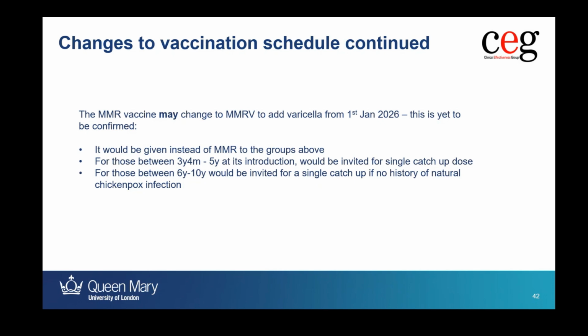Simple as that. For those who have already had their second dose of MMR, so they were 3 years and 4 months or older, up to the age of 6 at its introduction, they just come back for a single catch-up dose of MMRV. And for those who were already 6 to 10 years, if they've not had chickenpox, natural chickenpox infection, or presumably also varicella vaccination, they would be invited for a single catch-up as well. But if they have had natural chickenpox infection, they wouldn't need to be coming back for a dose of MMRV. Next slide, please.